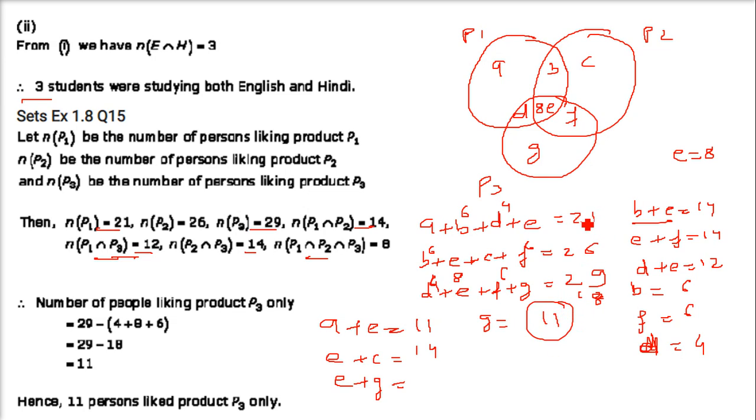And what do we want to know? We want to know this G only. That is, how many liked only P3? This is G, and G is 11, and this is the answer. So this may seem somewhat complex the first time, but when you do a question like this, it will be quite easy to solve.